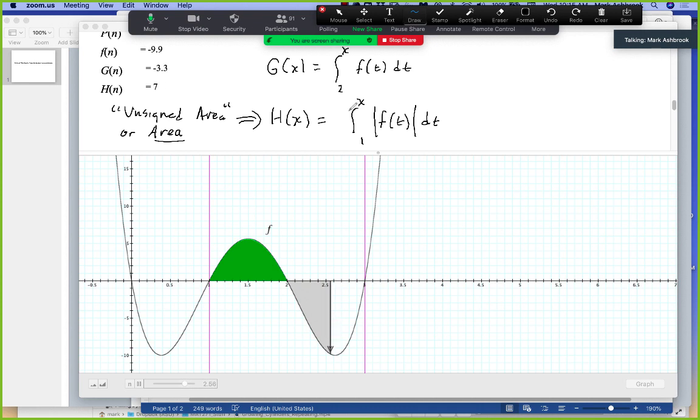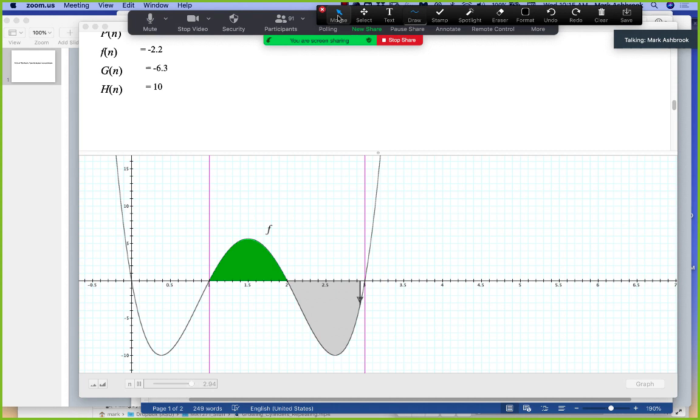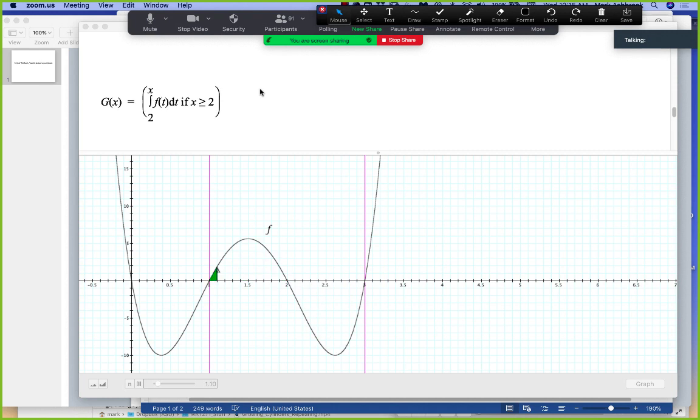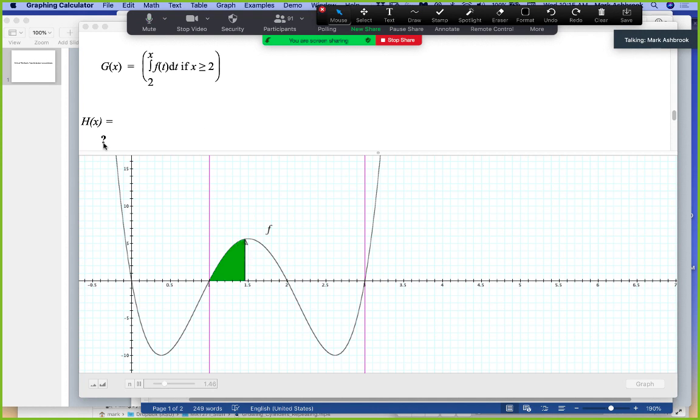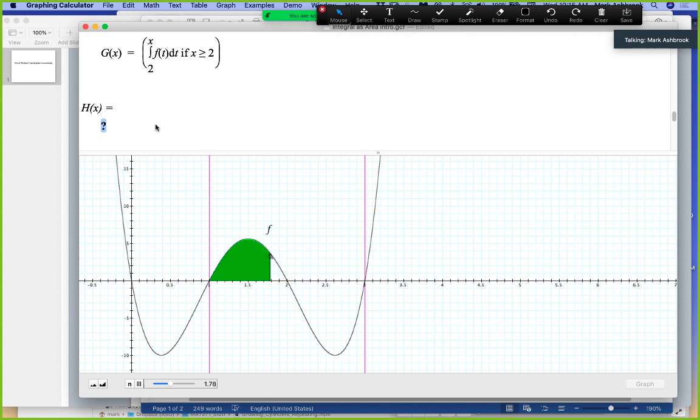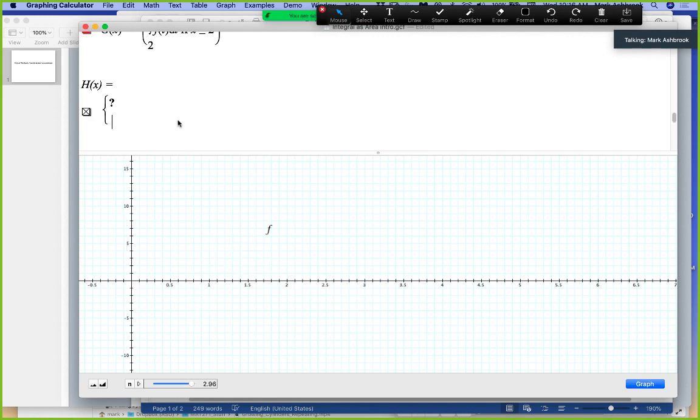So let's write this out and see how we do. Here. So I've got it. All right, so it's what's called a piecewise function. So I'm going to break it up into pieces.